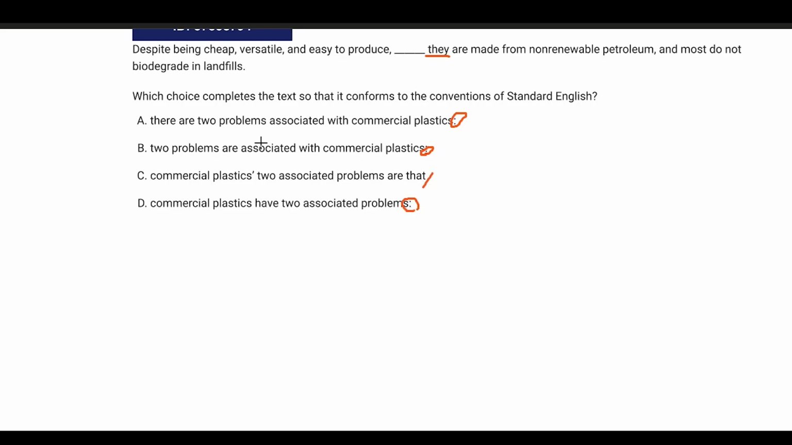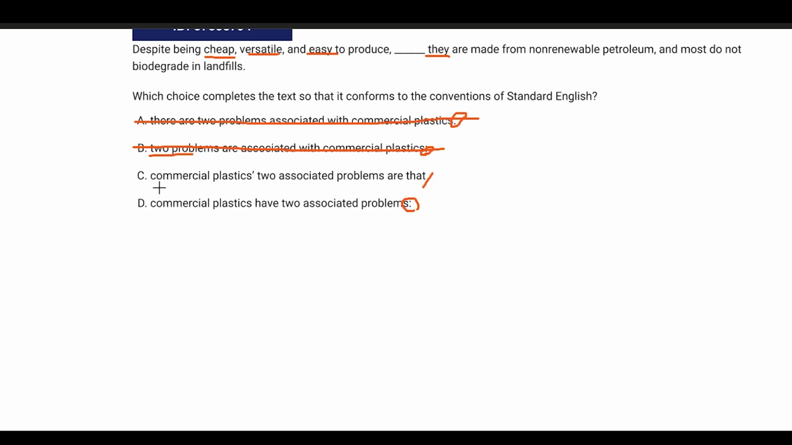So for here, we need to figure out what the subject is. Despite being cheap, versatile, and easy to produce. Well, we're talking about they, and so there are is not cheap, versatile, easy to produce, so it can't be our subject. This one's wrong. Two problems. This one can't be our subject because it doesn't talk about what they is, what is cheap, versatile, and easy to produce.